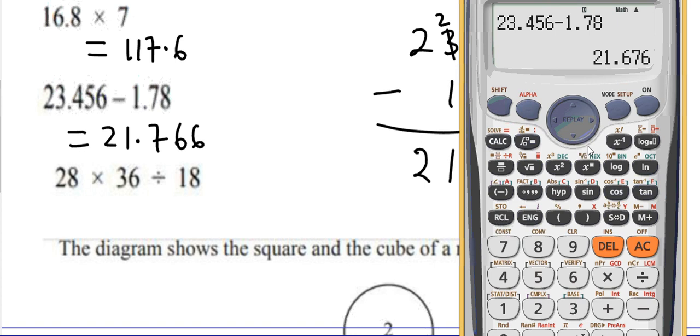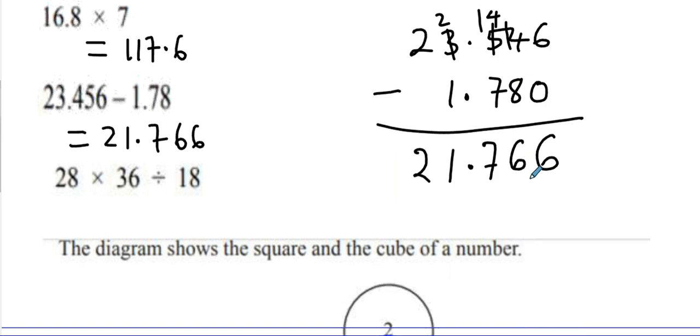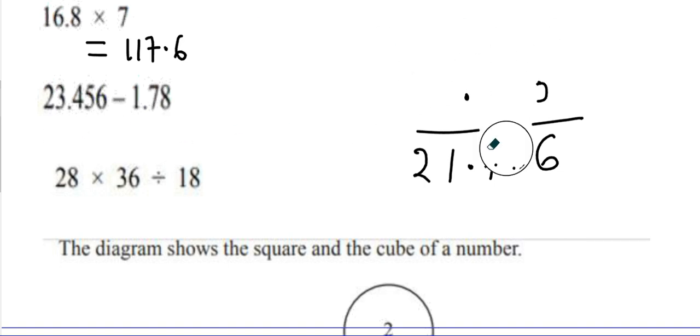21.676. So there's a problem over there. Let me check. 14 minus 7, 6. Oh yeah, we made a mistake over here. Okay, let's repeat this calculation.